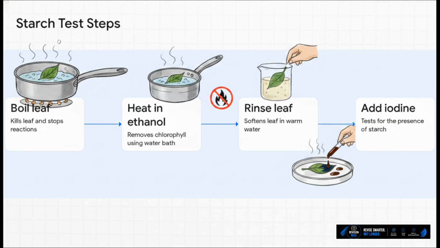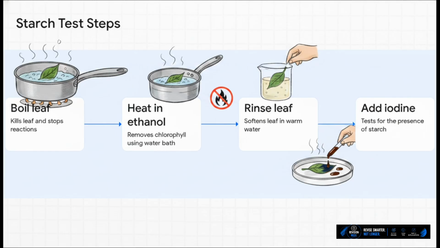This strips away the green chlorophyll so we can actually see the color of our chemical test later on. Now, really important safety note here. Ethanol is highly flammable. You literally never put it near an open flame. You always use a hot water bath. Third step, we give the leaf a quick rinse in warm water just to soften it back up.